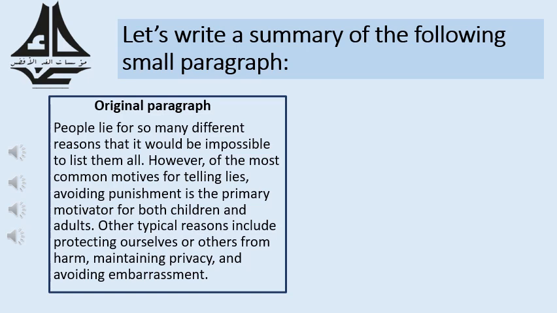People lie for so many different reasons that it would be impossible to list them all. However, of the most common motives for telling lies, avoiding punishment is the primary motivator for both children and adults. Other typical reasons include protecting ourselves or others from harm, maintaining privacy, and avoiding embarrassment.